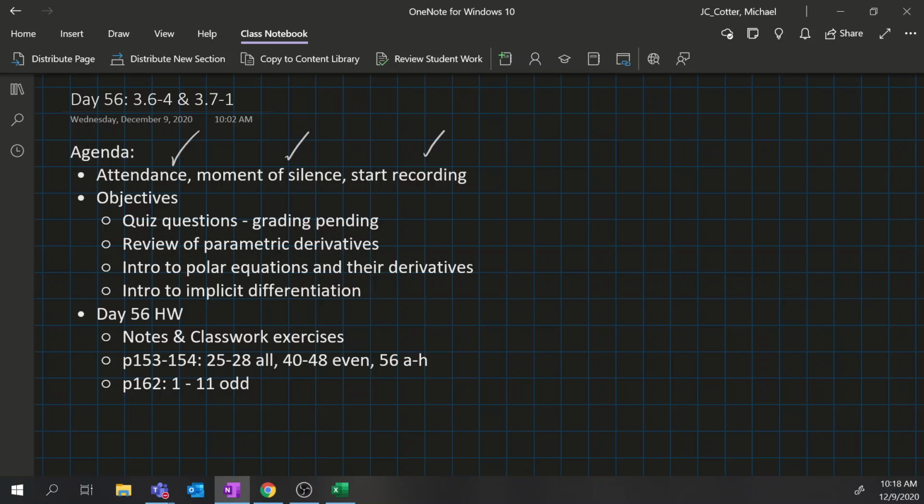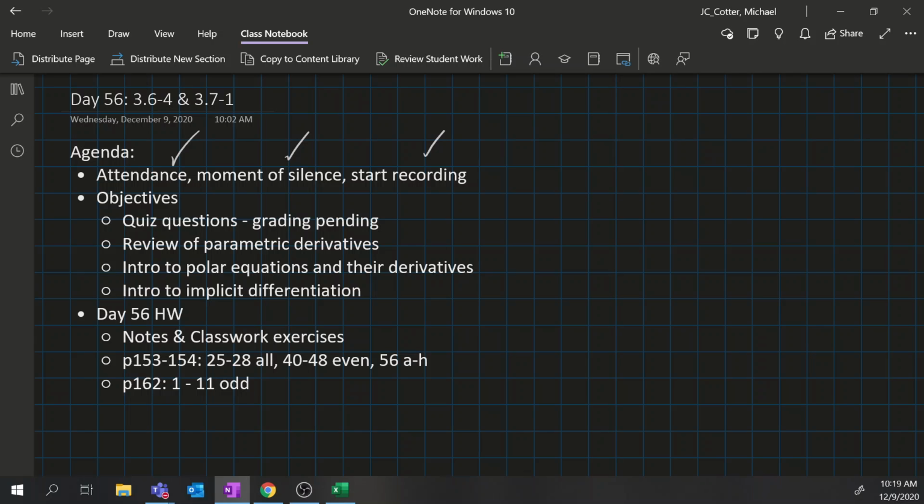I have, for day 56, some homework assignments for you for those polar equations, the parametric derivatives, and some numerically based derivatives using a table. And then you've got 5 questions to do for the implicit differentiation topic, which we'll do at the end.